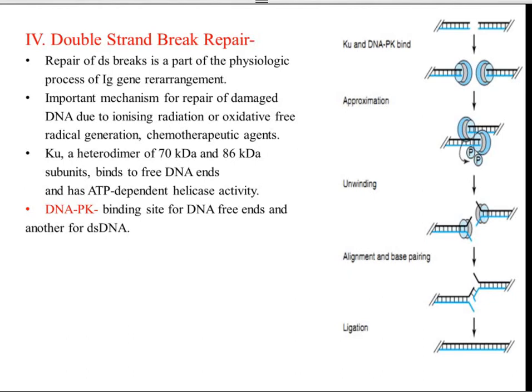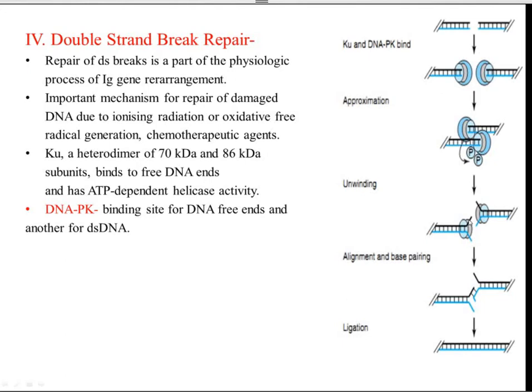Once phosphorylation takes place, there is approximation, and the broken strands are lying one above the other like this. As soon as this complete binding takes place, the DNA protein kinase binds double stranded DNA, resulting in protein kinase activity, phosphorylation of this, and approximation. As a result, the helicase activity of the Q protein will now be activated, and these two double strands will be unwound. Unwinding will take place like this.